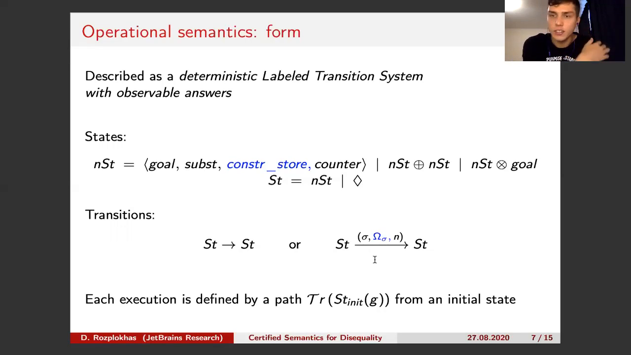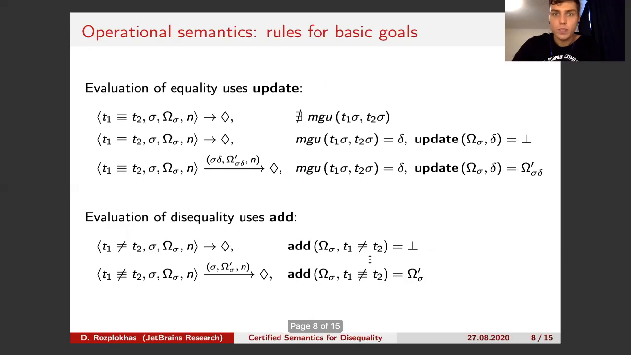This represents an answer that we get on this step. We defined the transitions by inductive rules. All the work with disequality constraints happens in the rules for basic goals. Specifically, when evaluating equalities, we try to unify two given terms and then update the current substitution with the unifier using our abstract operation. And when evaluating disequality, we just use another abstract operation to add a constraint to a store.